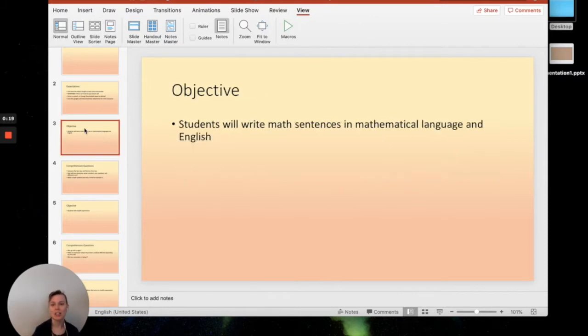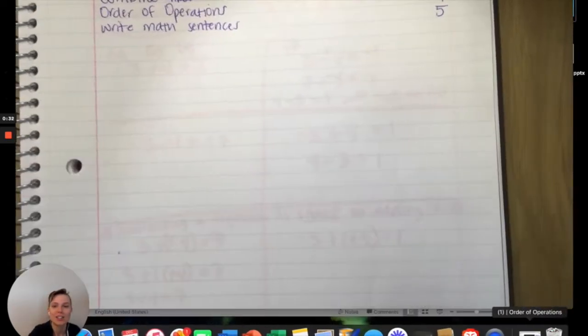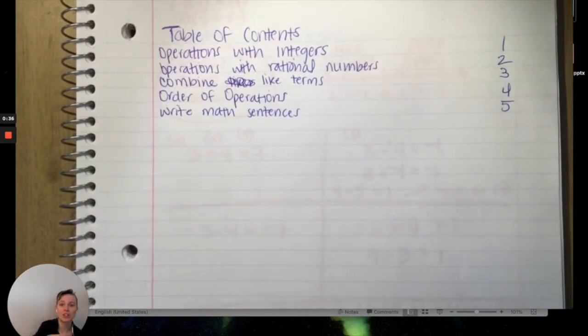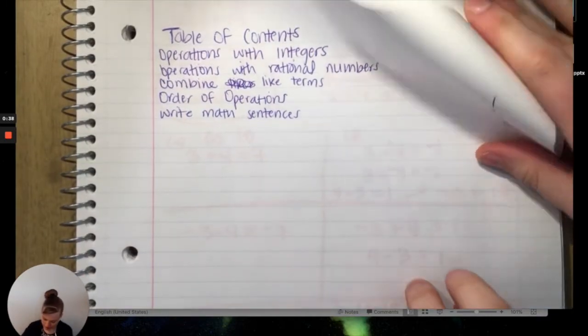Today's objective is to write math sentences in mathematical language and then also in English. So mathematical language being the pluses and minuses and multiplication, division, where they all go. All right, so writing math sentences will be page 5, so make sure that is in your notes, headed and labeled.